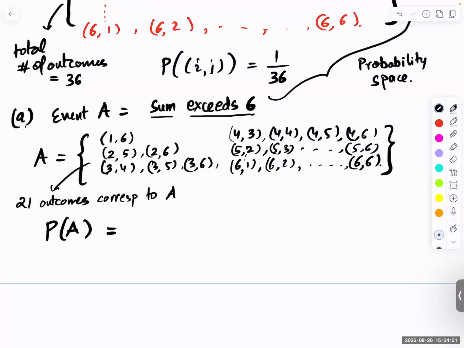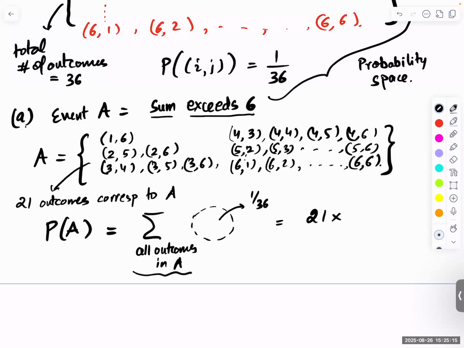Probability of A is the sum of the probabilities of all the outcomes in this set A, right? What is the probability of any one outcome? All outcomes are equally likely, so this number is 1 by 36. And how many outcomes are there? 21. So I get 21 times 1 by 36, right? So we can chop off stuff from the top and the bottom, and we get 7 by 12. Okay, so this is the probability of the event A that the sum exceeds 6. All right.